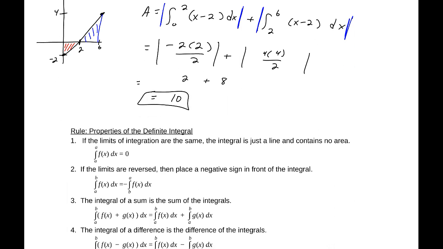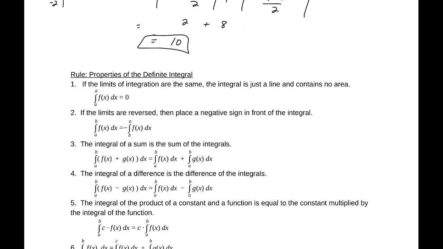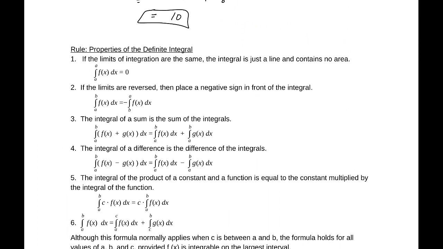All right, we have some properties of the definite integral. If the limits of integration are the same, then the integral is just a line and has no area. So imagine a function here, and I have a value a, and I want to find the area of that line. Well, that line is 0. You could also think of delta x being (a minus a) over n, which is 0. So the change in x is 0, therefore the area of my rectangles is going to be 0.